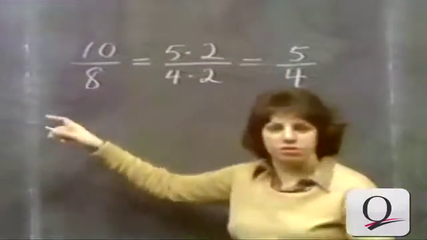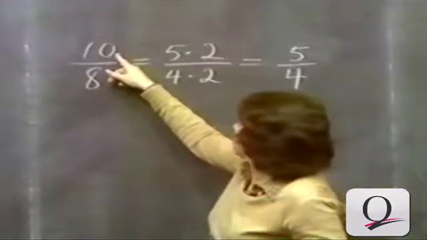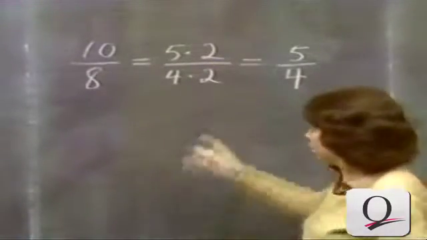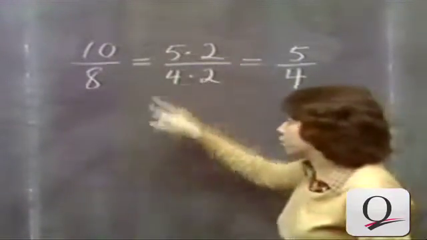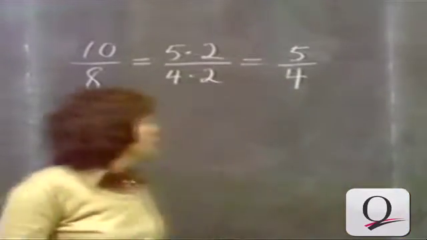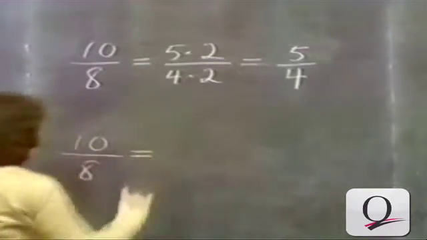Of course, most of the time we do this step in our head. We say divide 10 by 2 and get 5, divide 8 by 2 and get 4. But the important thing here is that 2 is a factor in the numerator and the denominator, and you can cancel out the 2's.